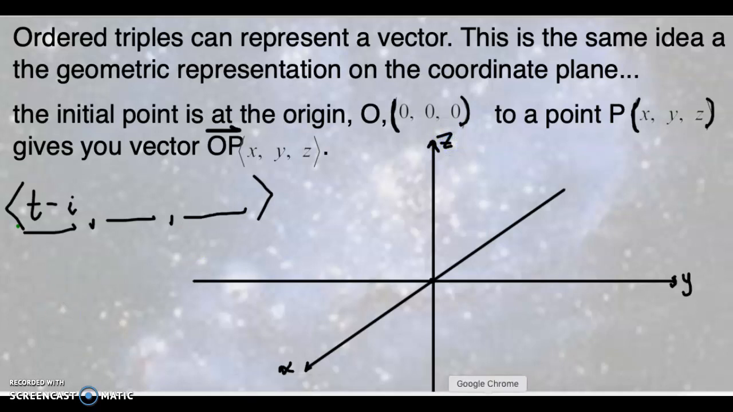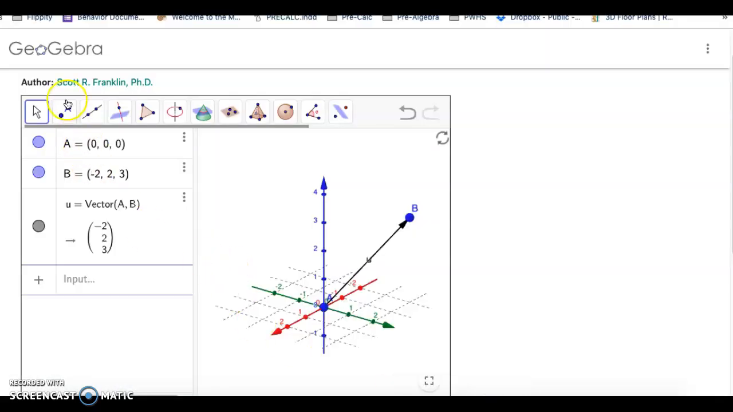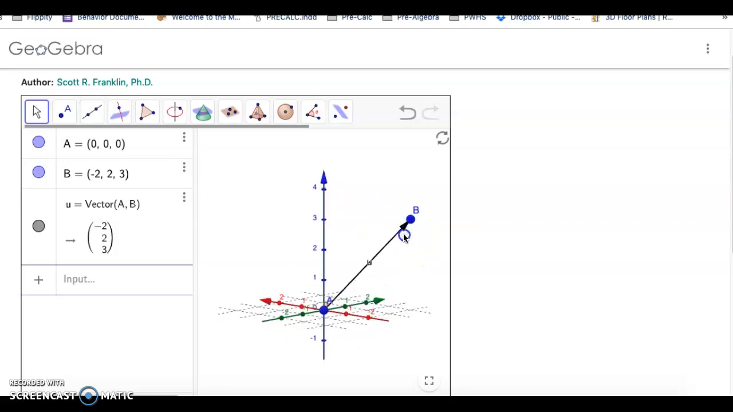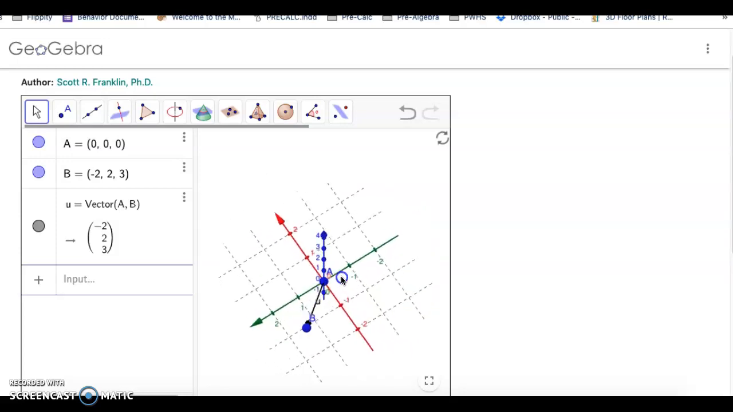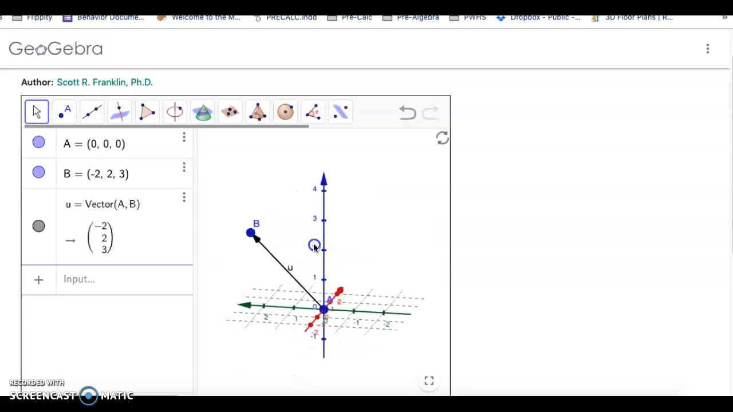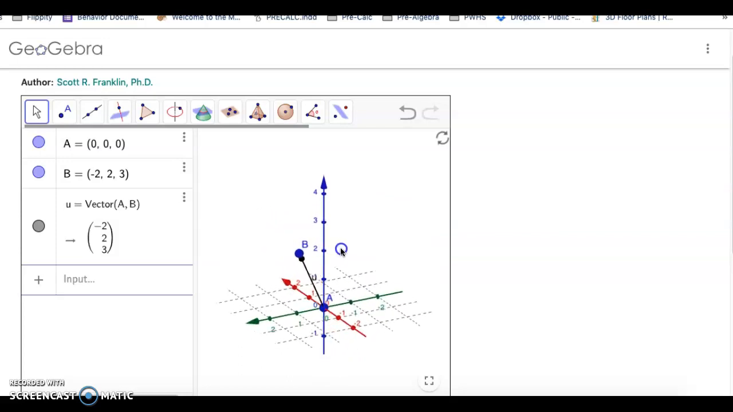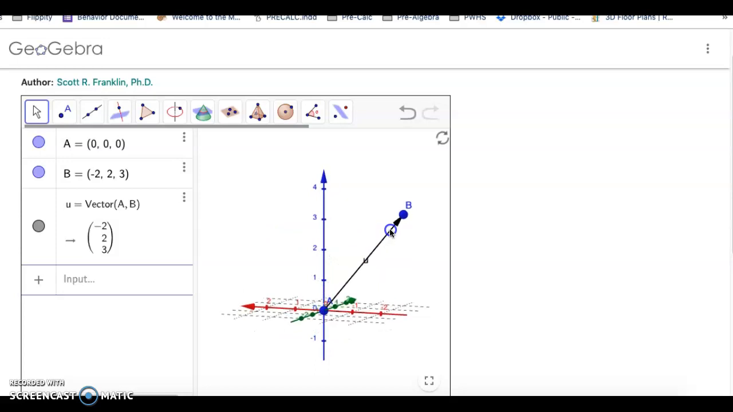So let's take a look at what that looks like in 3D. So I popped open GeoGebra and just put a couple points in. Here we've got the point 0, 0, 0 at the origin, and then I've got another point -2, 2, and 3. So -2 in the X, 3 in the Y, so I'm up here, and then we're shifting 3 units up. So you've had practice drawing in those parallelograms. Here's what that looks like from lots of different directions. And you can see our vector U right there. It's going from A to B.